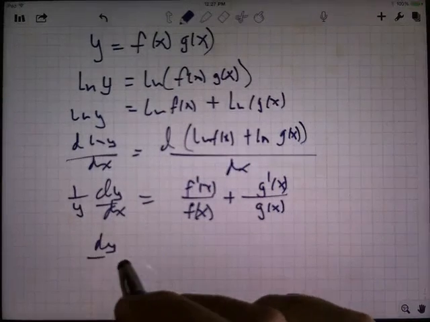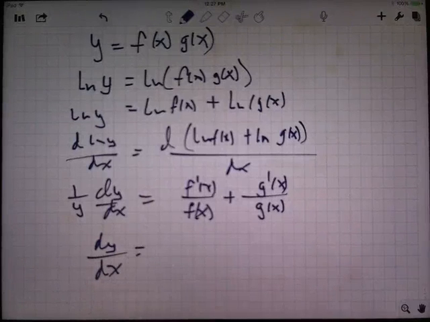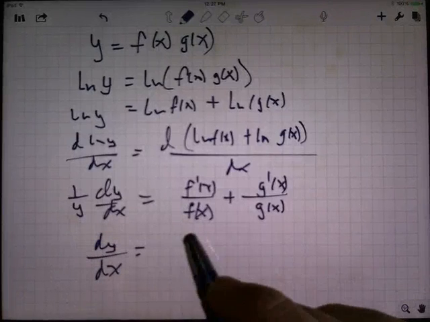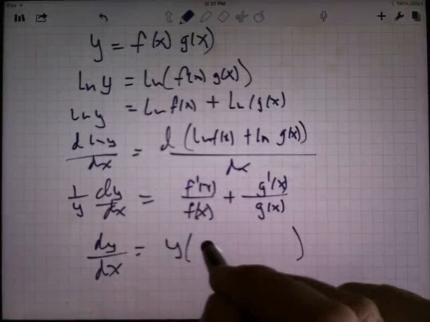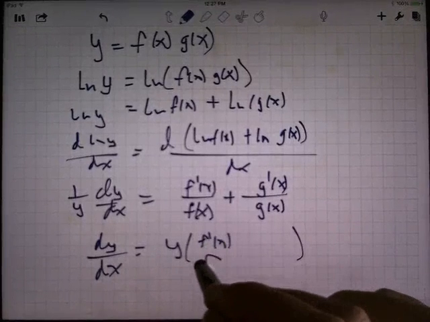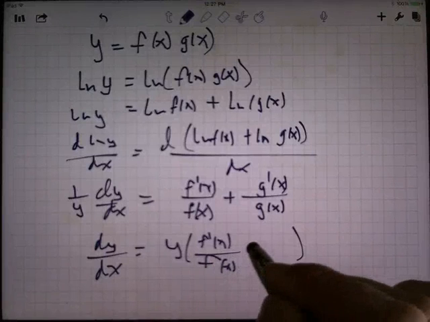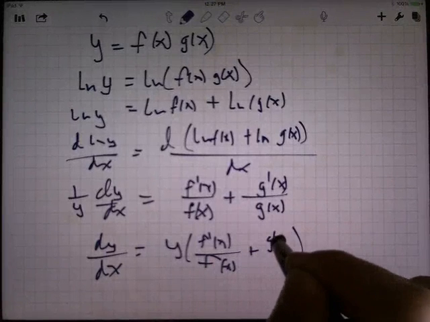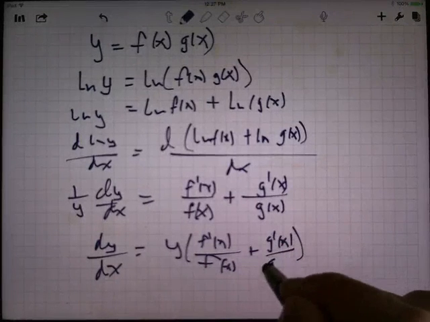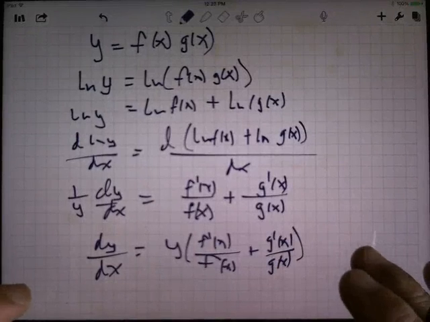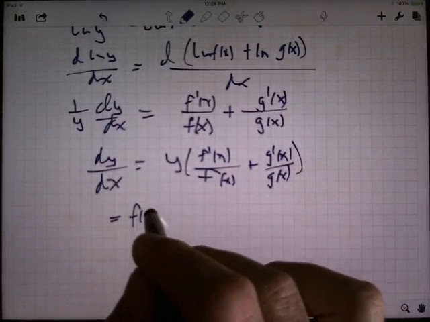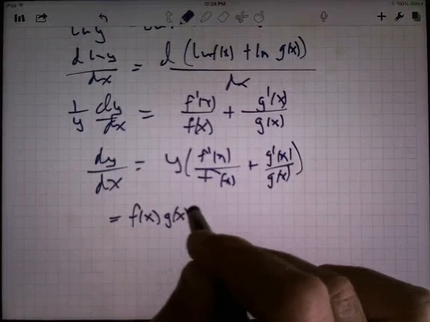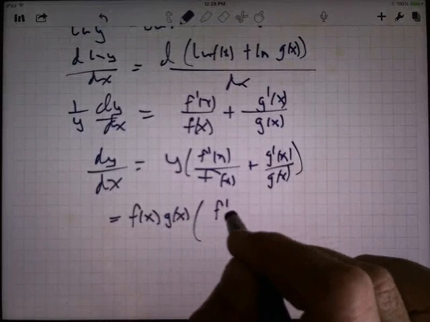Solving for dy dx, multiply both sides by y. I've got y times this stuff, f prime of x over f of x, plus g prime of x over g of x. y now is f of x times g of x, and I'm going to multiply it by this thing here.